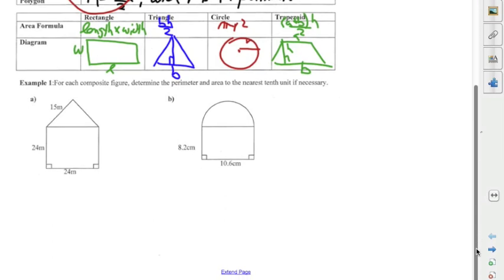So we're only going through the first two examples with you. But number 8, we have a composite figure there. What two shapes do we have there? Triangle and square. So first of all, let's figure out the perimeter, because that's probably the easiest one.